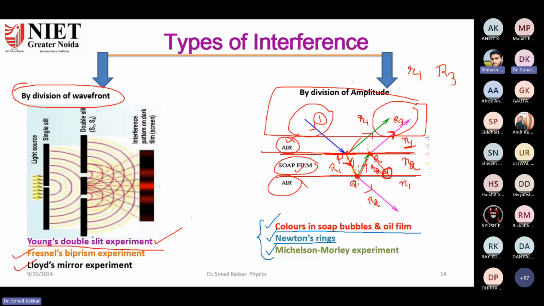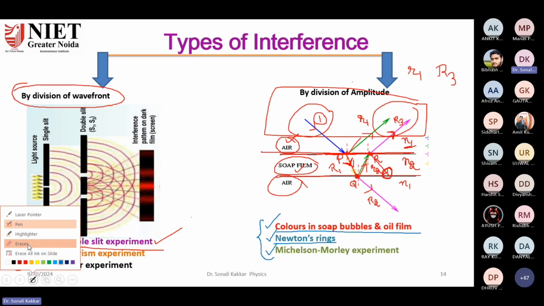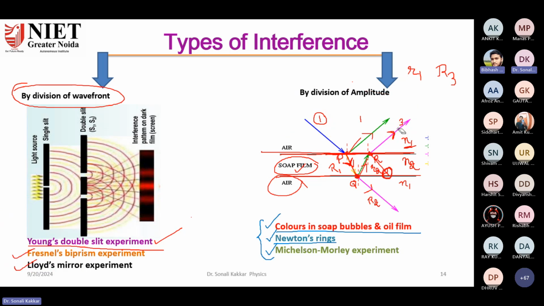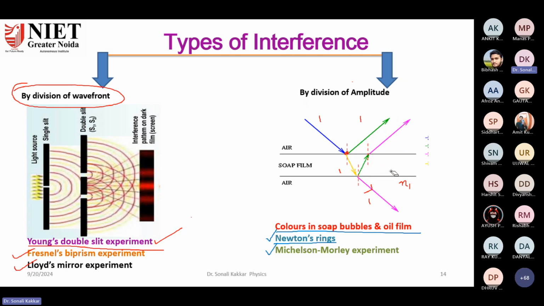Now you can write division of amplitude in your notebooks. Just write the three examples and what the method is in brief. What are the types of interference in the corresponding examples?